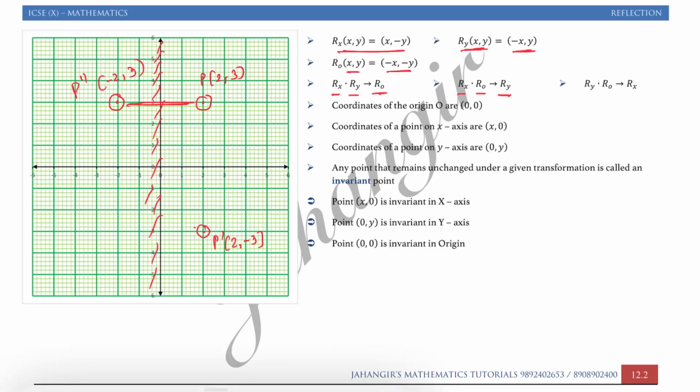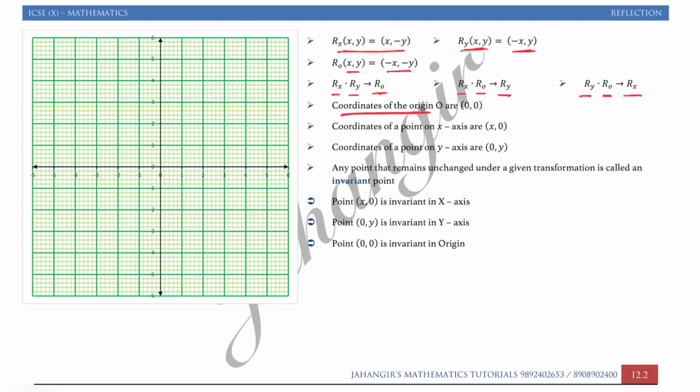So simply you have to write, if two transformations occur one after another, then the single transformation will be the third transformation that is left out. Okay. So the last part: reflection in y-axis followed by reflection in origin gives you, as a single transformation, reflection in x-axis. So all this you have to remember.